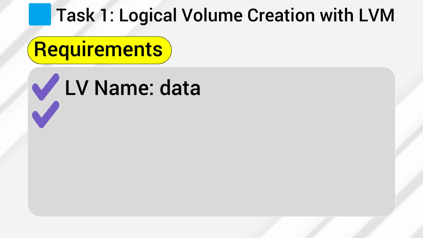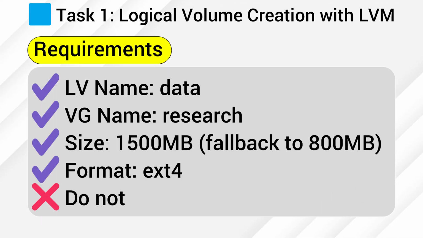In Task 1, we'll create a logical volume using Ansible. If the volume group doesn't exist, we show a message. If it can't accommodate 1,500 megabytes, we fall back to 800 megabytes.